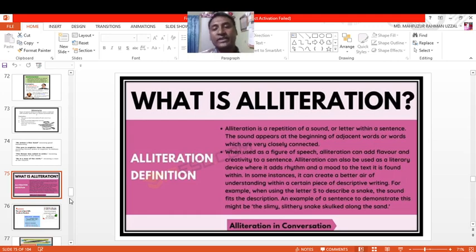Alliteration can also be used as a literary device where it adds rhythm and a mood to the text it is found within. In some instances, it can create a better air of understanding within a certain piece of descriptive writing. For example, when using the letter S to describe a snake, the sound fits the description. An example of a sentence to demonstrate this might be: the slimy, slithery snake scurried along the sound.